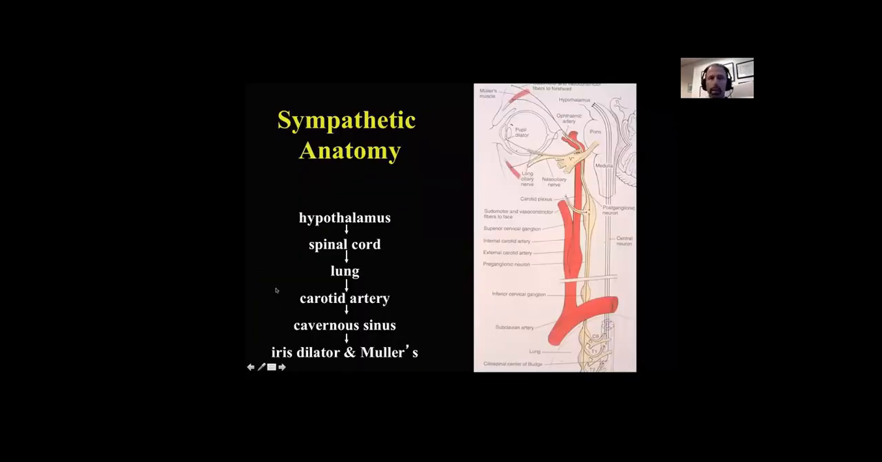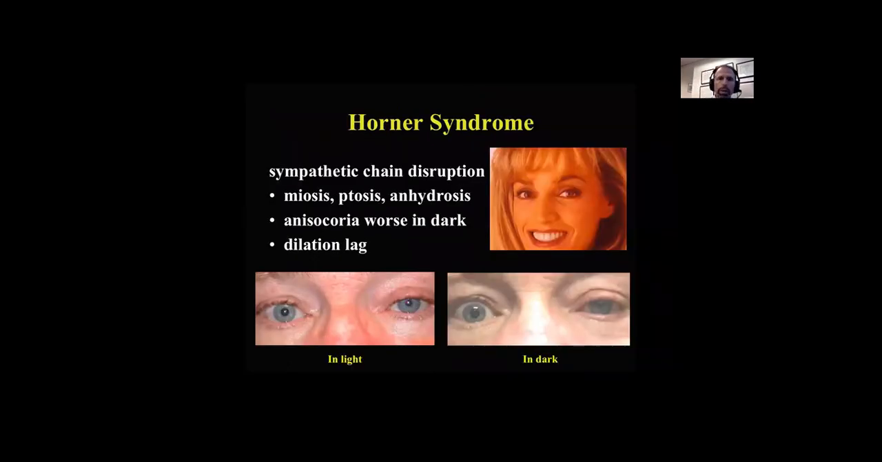And you'll remember the anatomy, which I tell my patients, this could be a problem anywhere from your head to your lung. As the anatomy goes down the spinal cord, out through C7, T1, over the top of the lung, back up the internal carotid artery for a short time with the sixth nerve, then the fifth nerve to the dilator muscle and Mueller's muscle in the upper lid. So Horner syndrome is a problem somewhere along that chain.